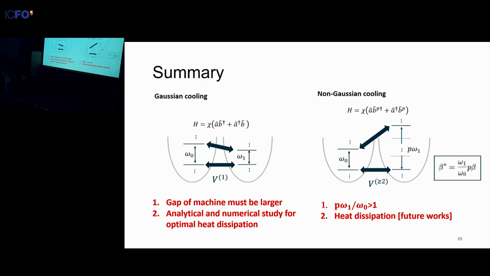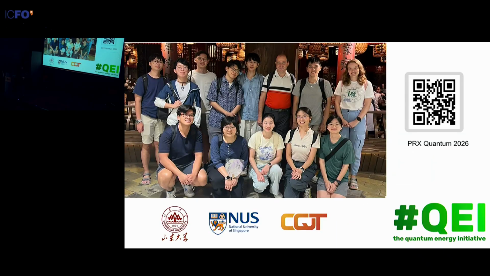Yeah, so a quick summary. We show the necessary and sufficient conditions for Gaussian cooling and non-Gaussian cooling. We also show analytical and numerical studies for the optimal heat dissipation for Gaussian cooling. For the non-Gaussian cooling heat dissipation, we'll leave that for future work. Yeah, this was quite fast. This work was done in collaboration with Shandong University and Xueyuan, who is our collaborator in Singapore. If you are interested in the more mathematical details, you could check out our paper. Yeah, thanks.